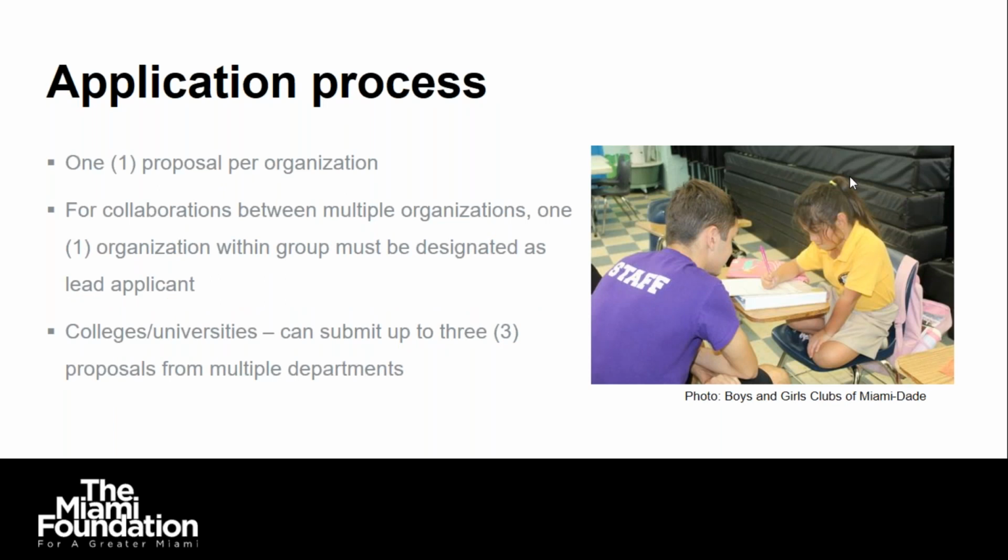So as far as the application process, each organization may submit one proposal. If a program is a collaborative effort between 2 or more nonprofits, partners must select one nonprofit to serve as the lead applicant. Partnership proposals are often some of our strongest applicants, but of course only one organization can apply and be the lead applicant.